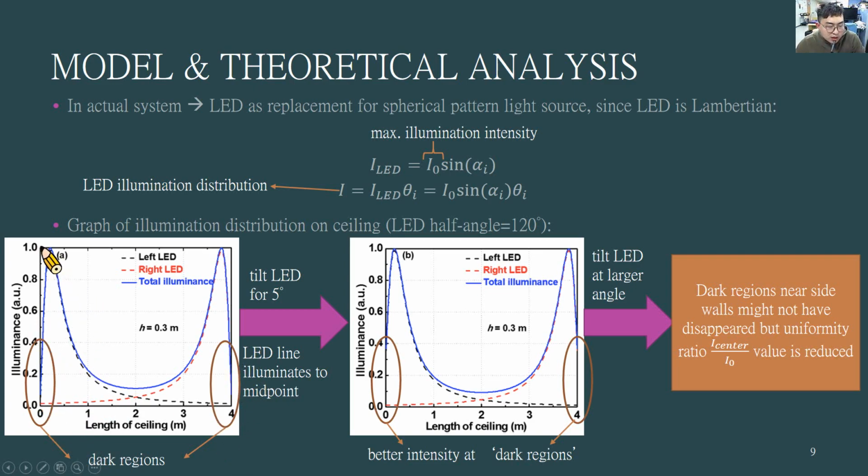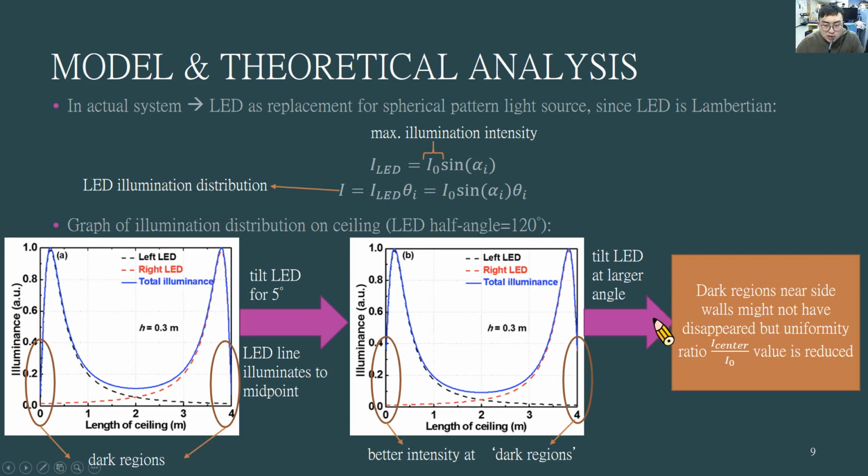But if we shift 0.5 meters, the illuminance is at its peak. Okay, and we now tilt the LED by 5 degrees, so that the LED line illuminates the midpoint, and then we can see that the dark regions have better intensity. Now the intensity is almost 0.4 at the so-called dark regions, and still at somewhere like 0.5 meters from the edge of the wall, the illuminance still reaches its peak.